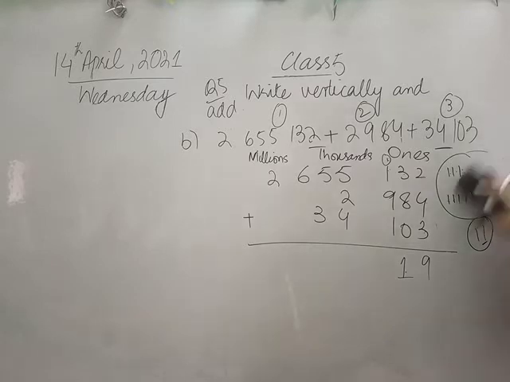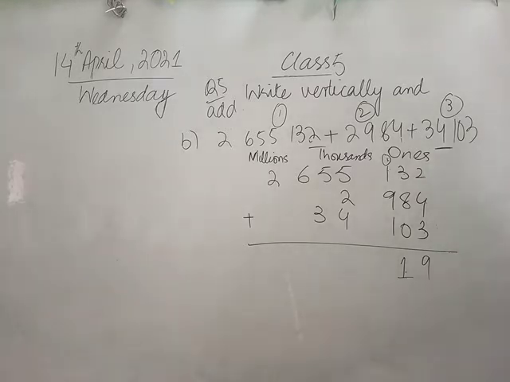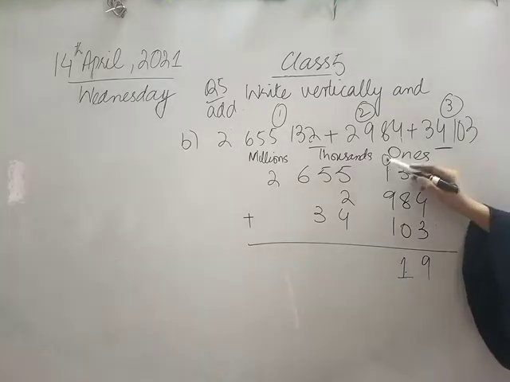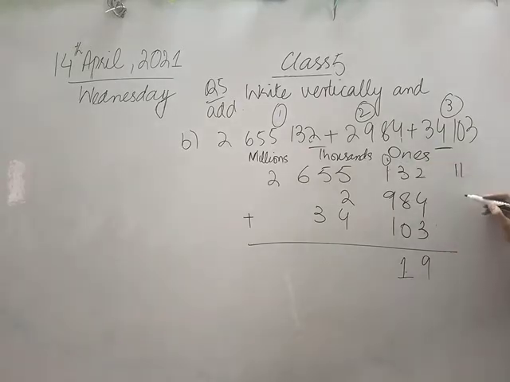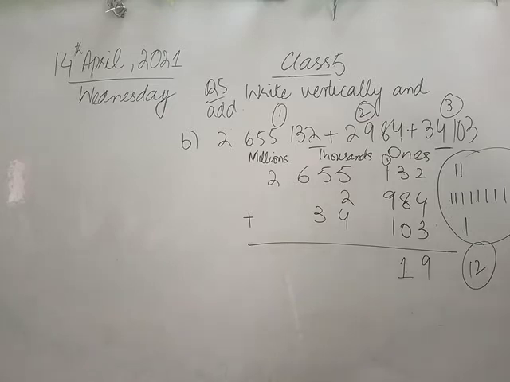Now the next number, which is 1 plus 1 is 2 for upper, 9 for middle, and 1 for lower. So in total I have 12. I have 12 again. So I will write 2 below and 1 as a carry. Fine? 1 as a carry.